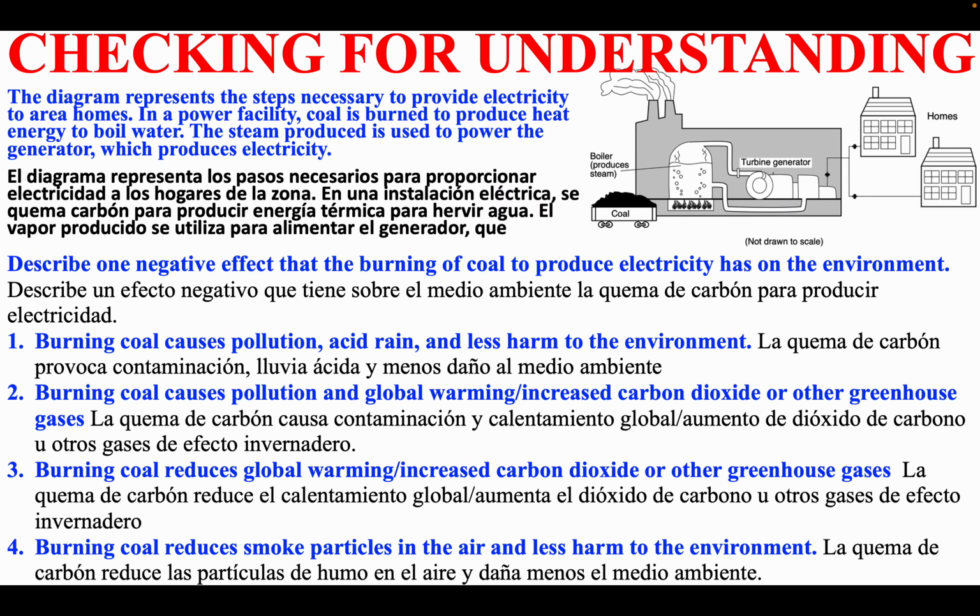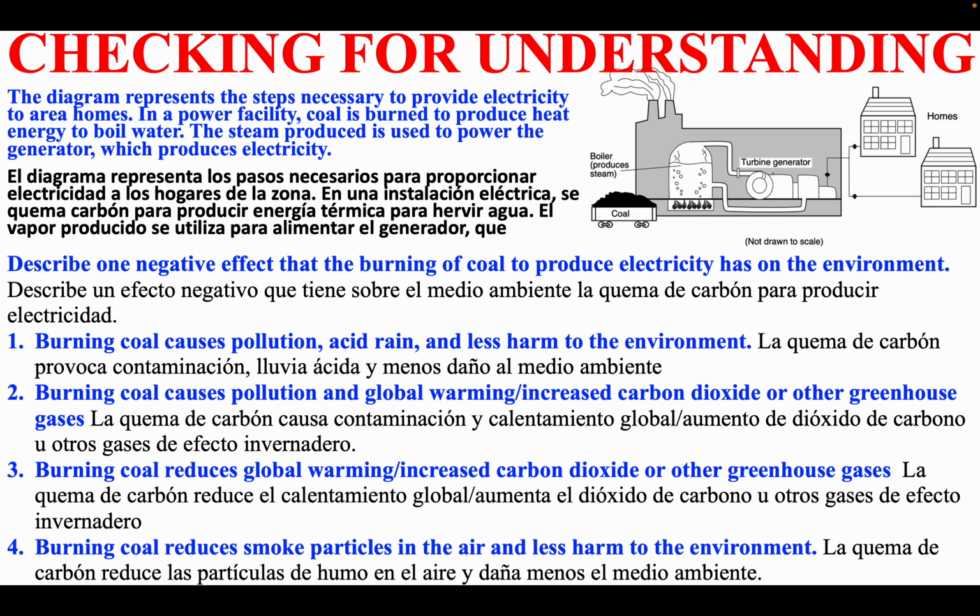The next one, the diagram represents the steps necessary to provide electricity to area homes. In a power facility, coal is burned to produce heat energy to boil water. The steam produced is used to power the generator which produces electricity. The question says, describe one negative effect that the burning of coal to produce electricity has on the environment. 1. Burning coal causes pollution, acid rain, and less harm to the environment. 2. Burning coal causes pollution and global warming, increased carbon dioxide or other greenhouse gases.